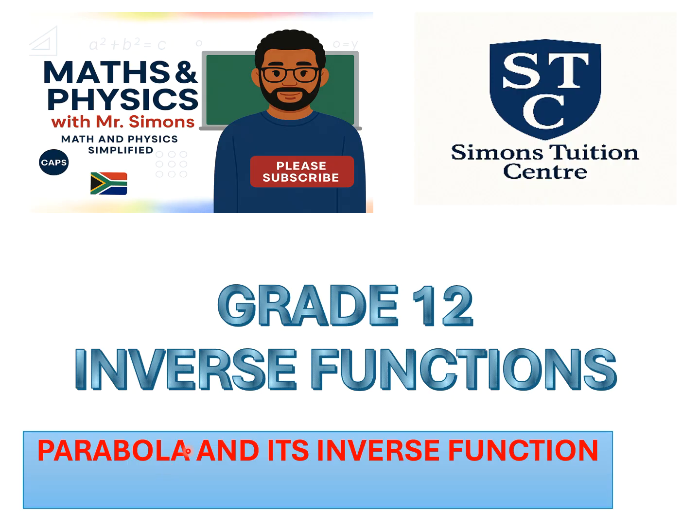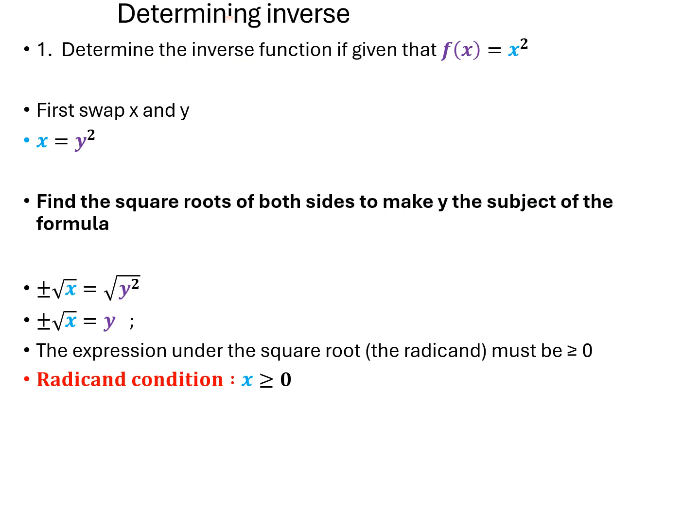We're looking at the parabola and how to find its inverse. Determine the inverse function if it's given that f of x equals x squared. I assume you remember that when x is squared we're dealing with a quadratic function, a parabola. First, we swap x and y, like in all the others when it's a straight line. So my y becomes x and my x becomes y.